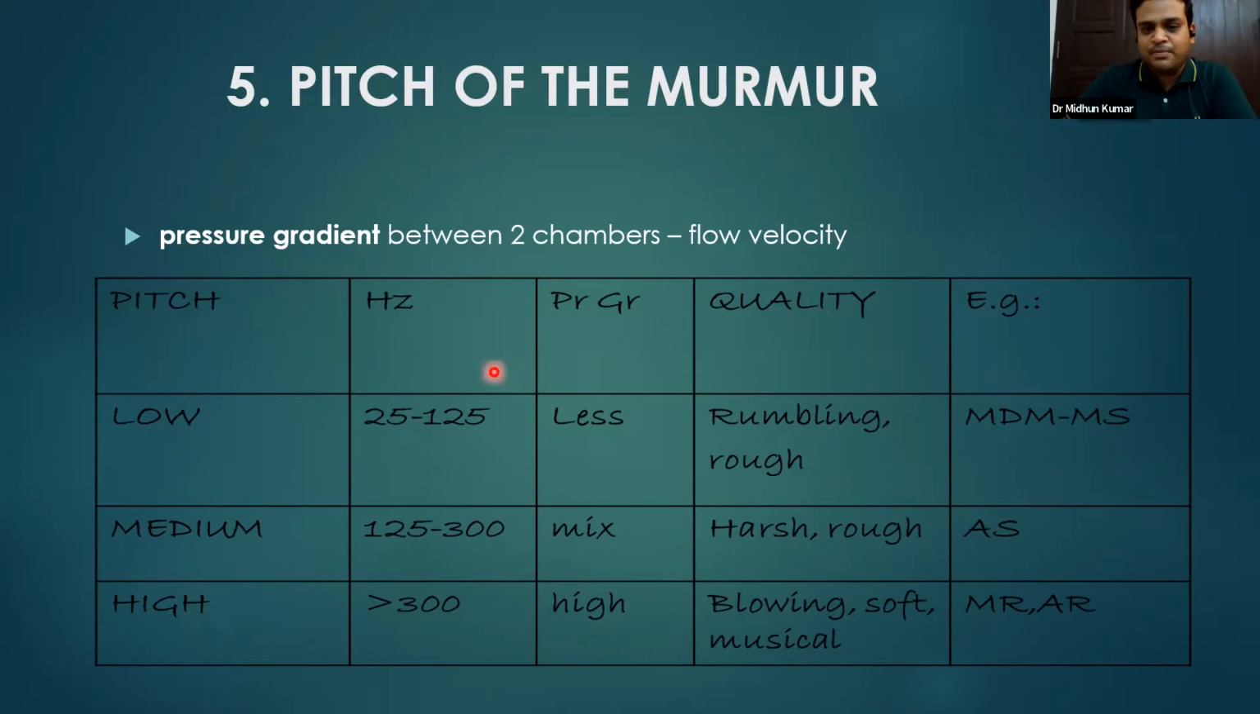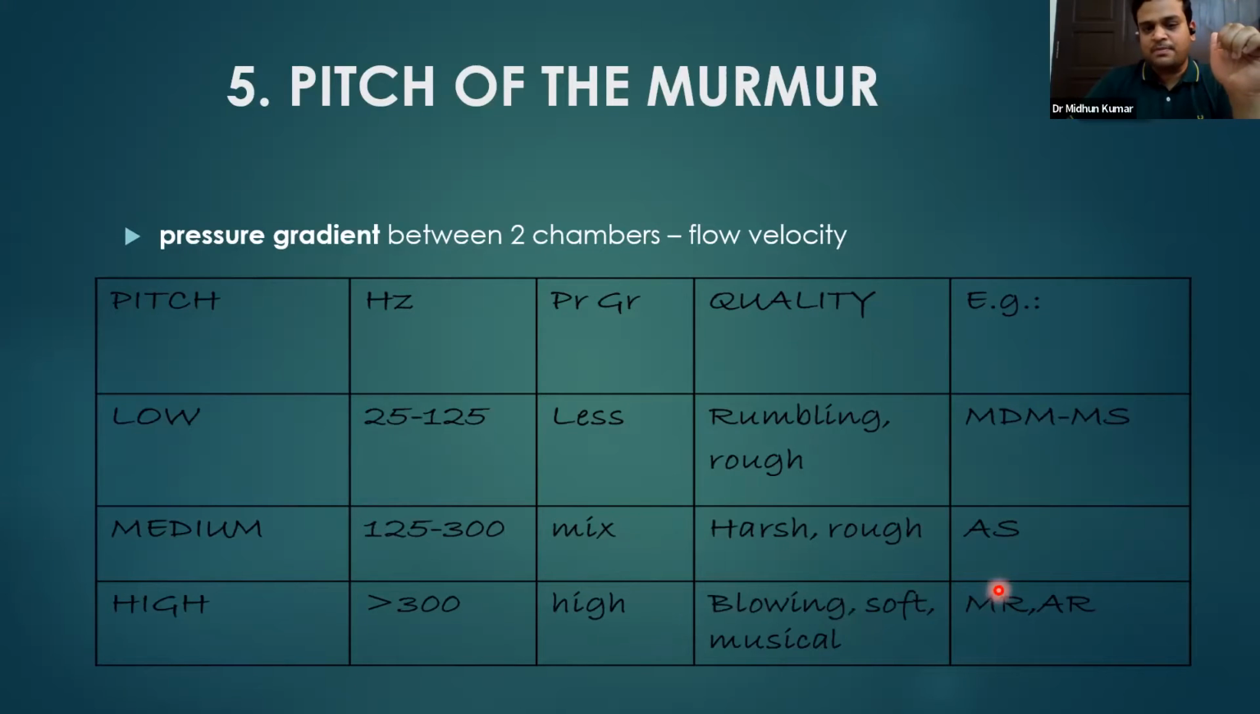So a low pitched murmur will be more like a male voice, a rough voice. A high pitched murmur will be more like a musical note, a blowing, soft musical note. So low pitch equals low frequency, high pitch equals high frequency. In a low pitch murmur, it will be a rough, rumbling quality. The high pitched murmur will be a musical quality, and a medium pitch murmur will be a mix of these two.